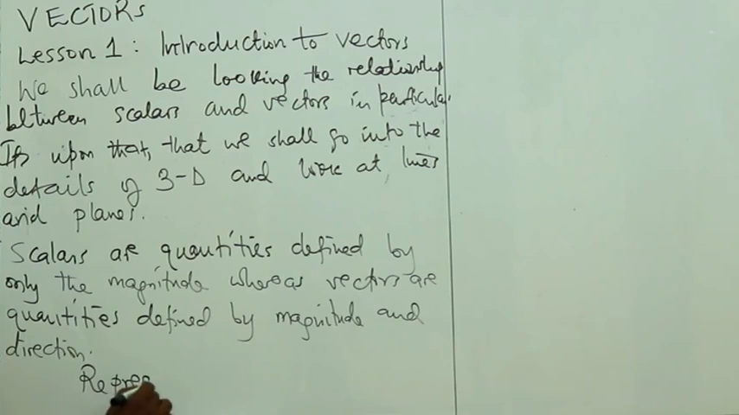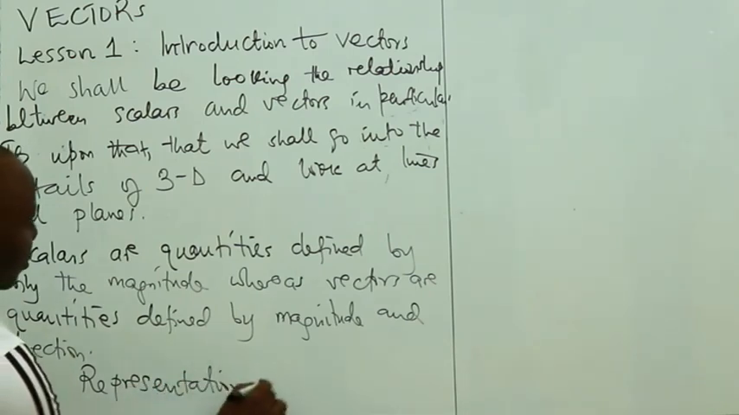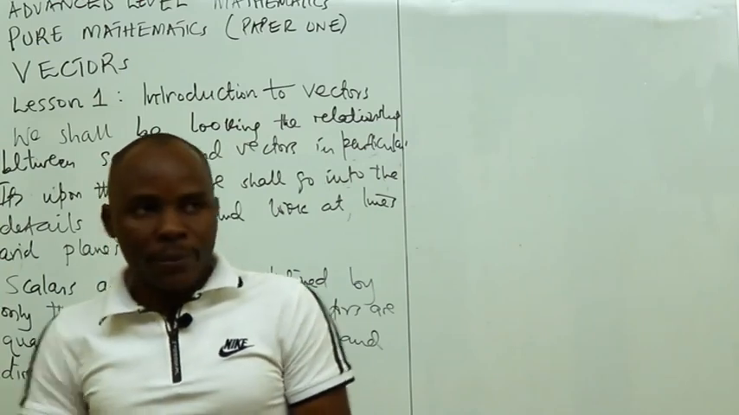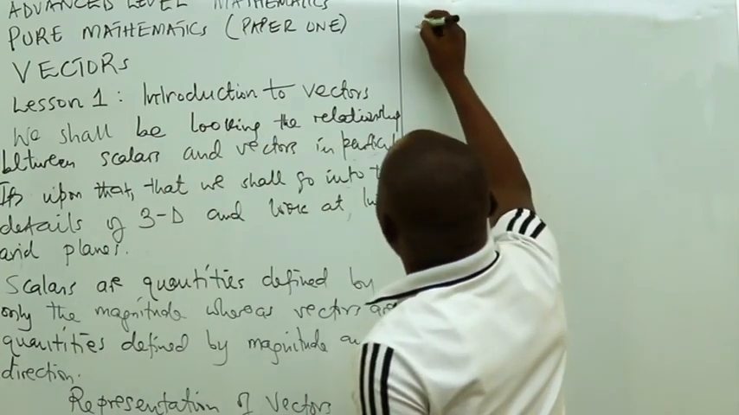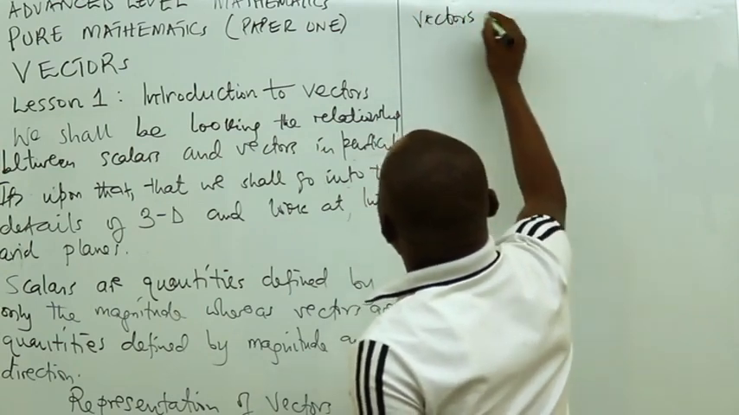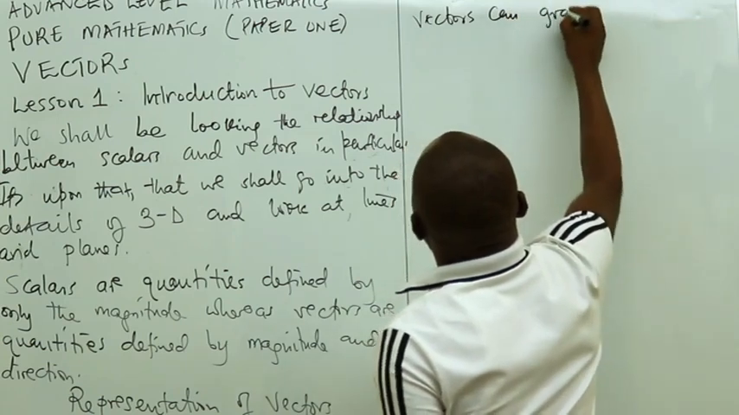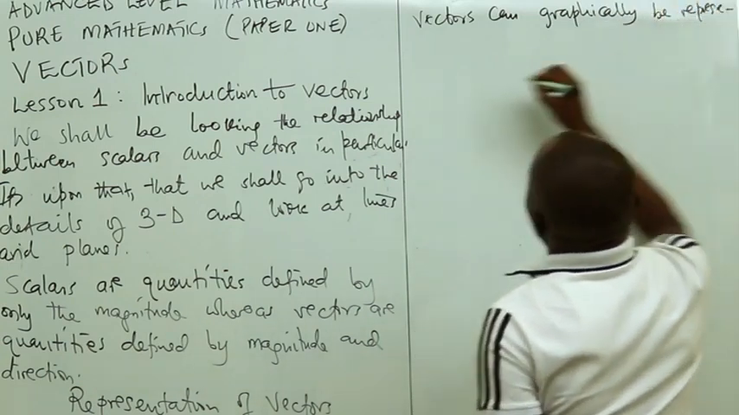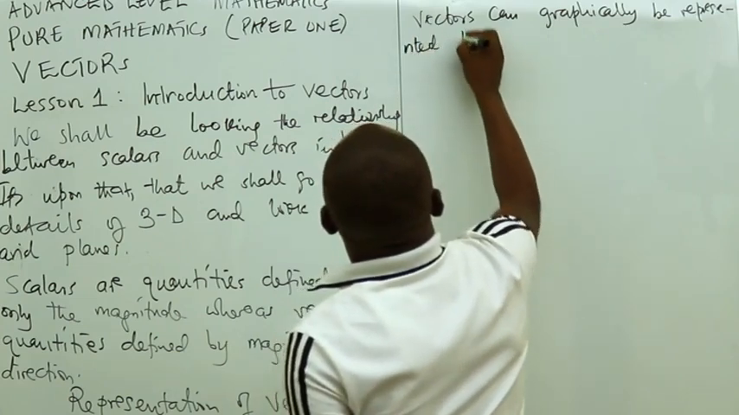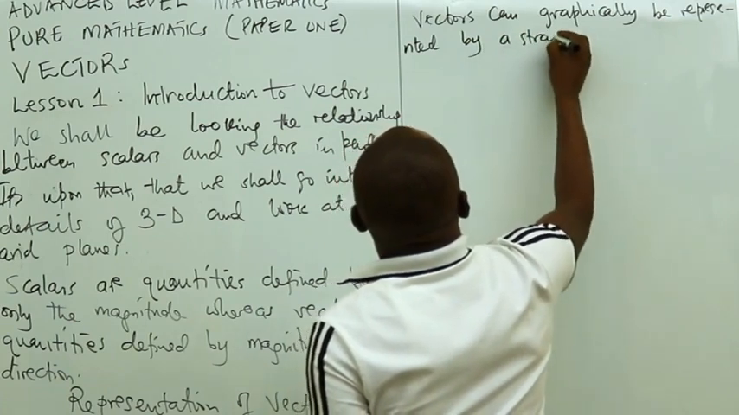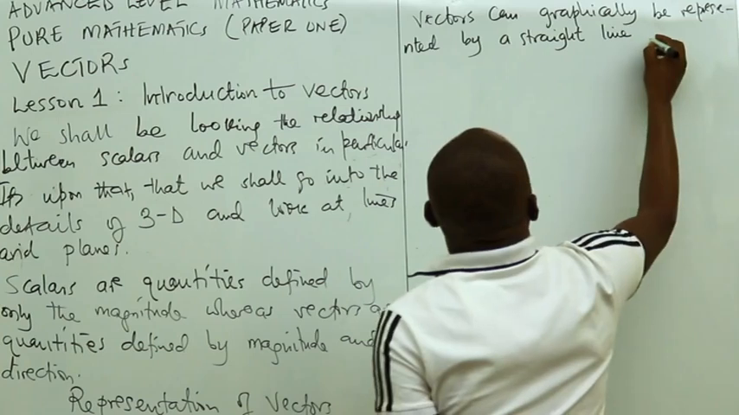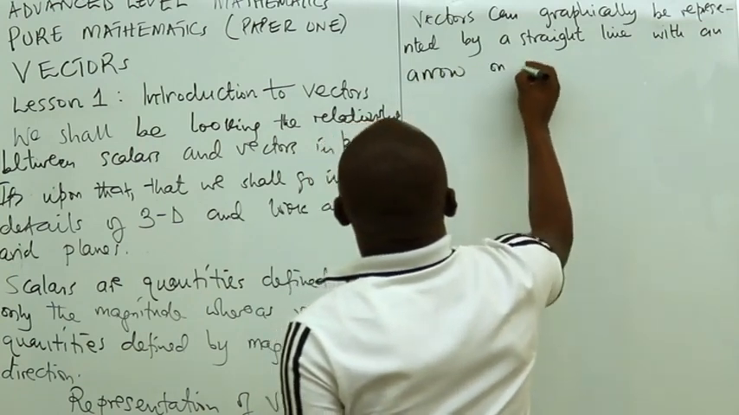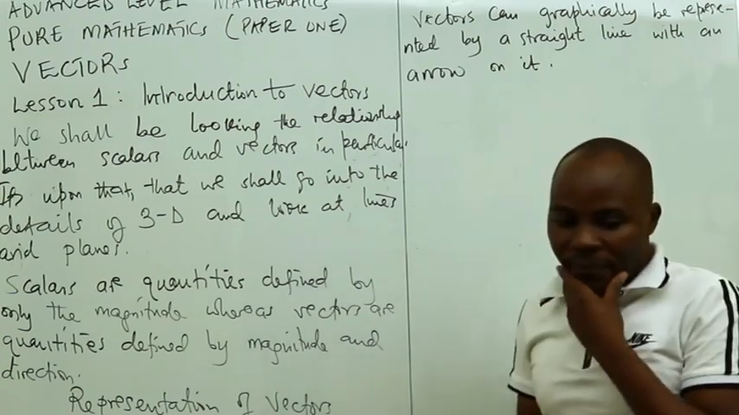Representation of vectors. So we can say that vectors can graphically be represented by a straight line with an arrow on it.